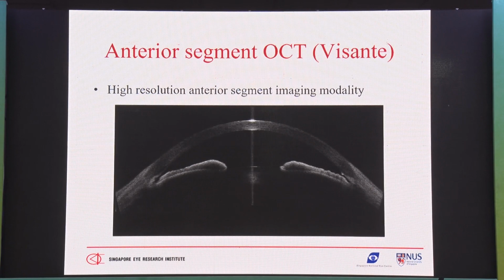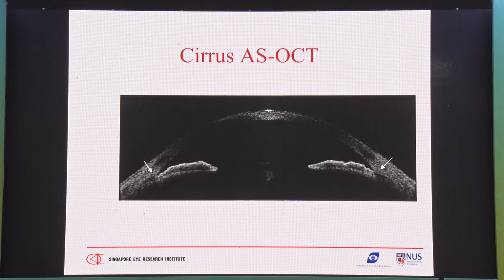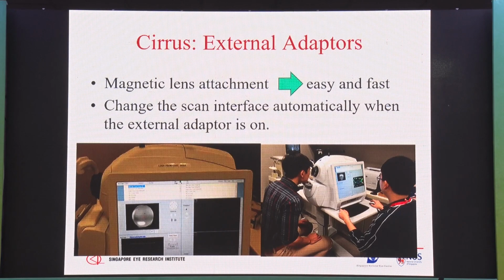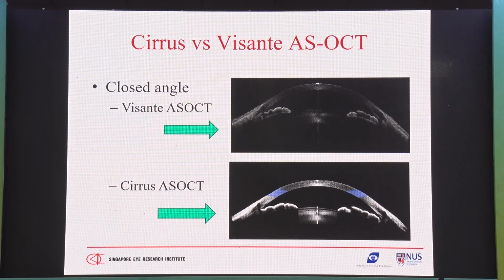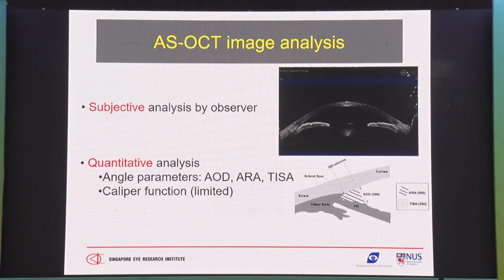OCT has been around for more than 10 years, and just like in the retina, it is a non-contact way of looking at the angle, and the older device was the Visante, and now we have the Cirrus. So I think Zeiss has stopped selling the Visante, and now they have a Cirrus, which comes with an external adapter, so the retinal OCT can be used for the anterior segment. And similar images are obtained by both the Cirrus and the Visante. So in the OCT, the problem is you need to have some kind of a subjective analysis of the image to determine if there's angle closure or not.